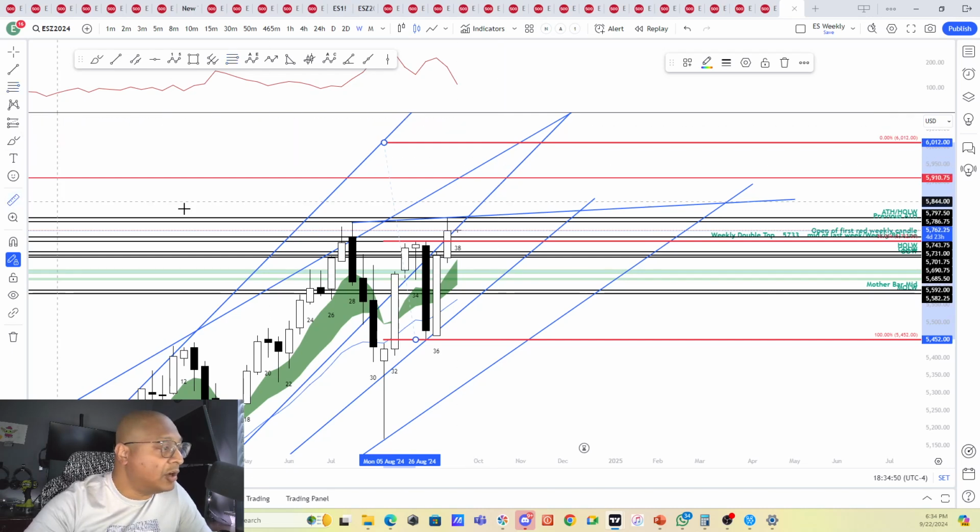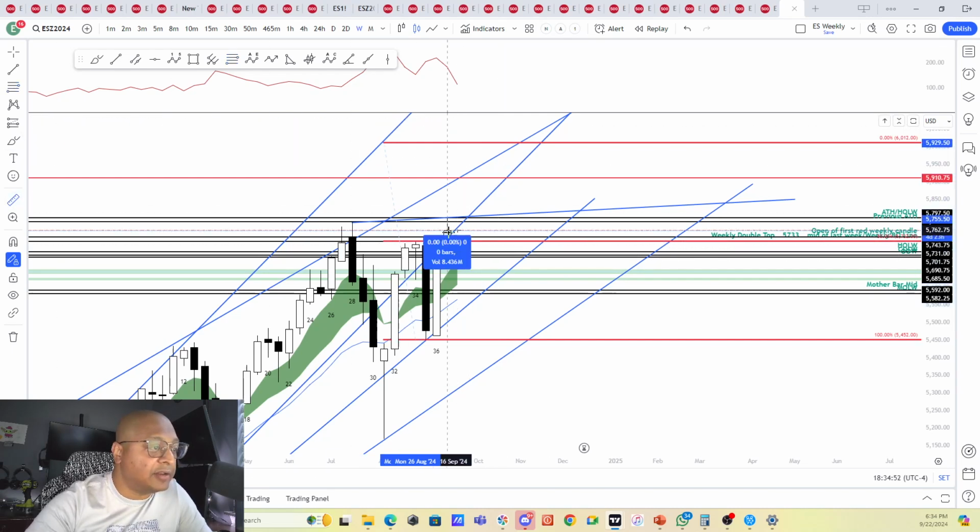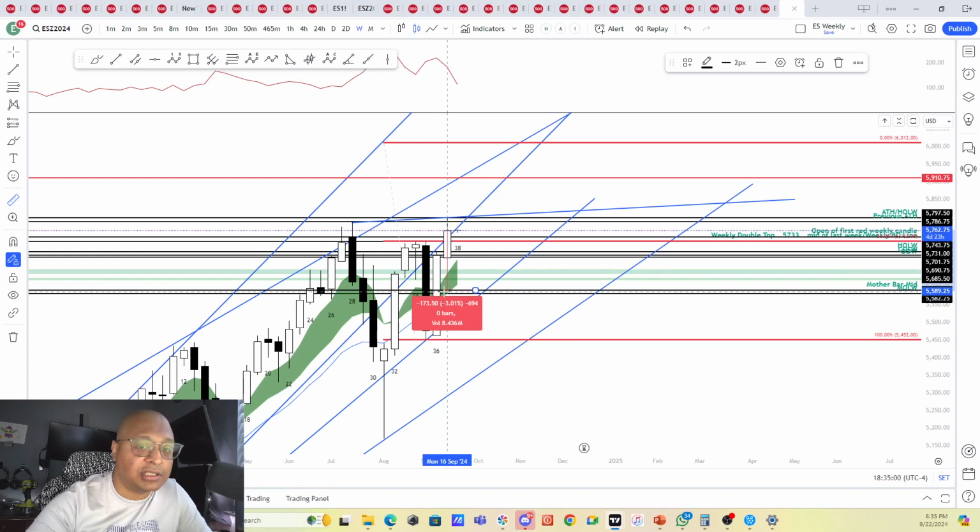However, if we are looking at the downside from here and we are trying to come down 175 points to the downside, then we will come back to this major support area again, which is at 5589 to the 5590 area.